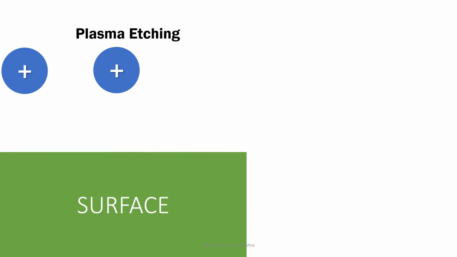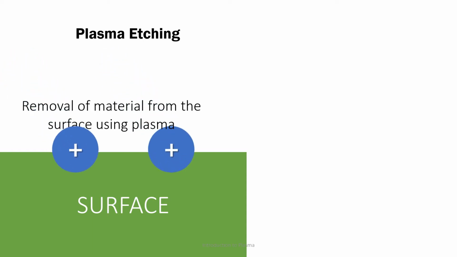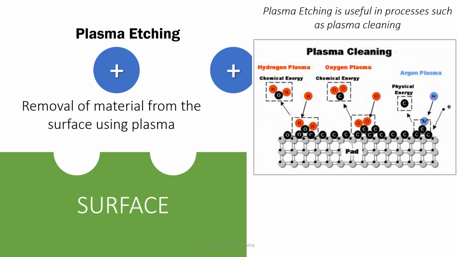Next, we have plasma etching. In plasma etching, we are removing material from the surface by impacting ions and other particles onto the surface of your material. See? It's removed. So plasma etching is especially useful in processes such as plasma cleaning. Plasma cleaning is a process in which we are cleaning the substrate or our surface of impurities by the action of plasma.